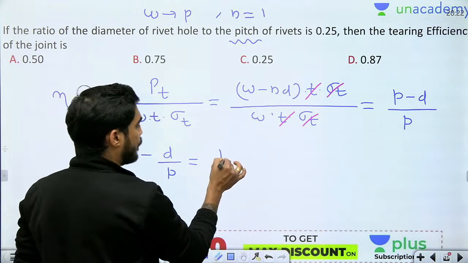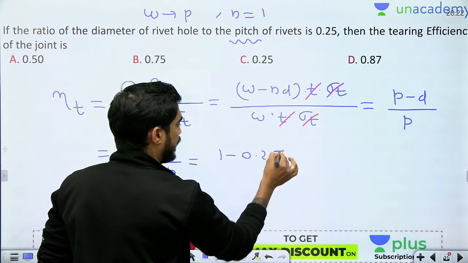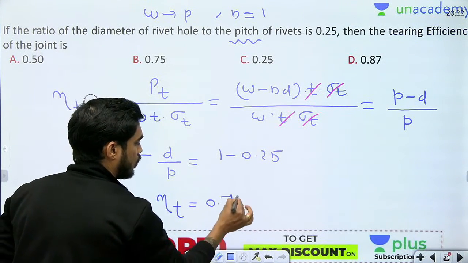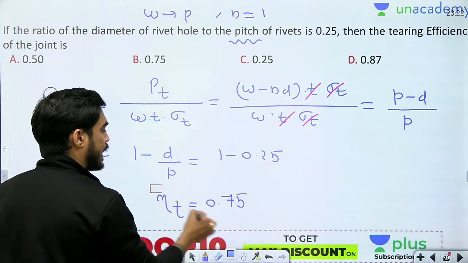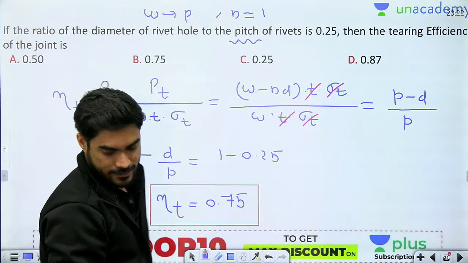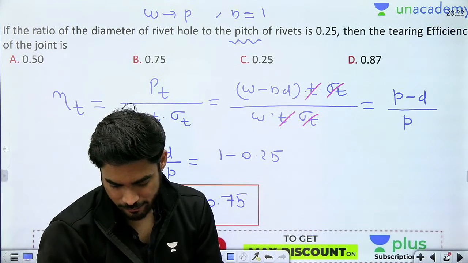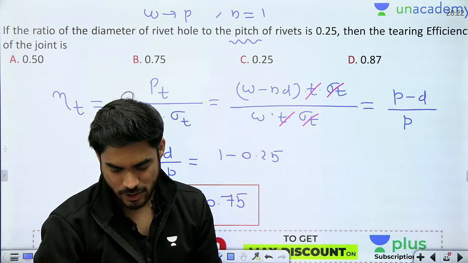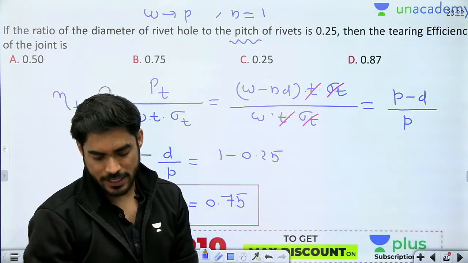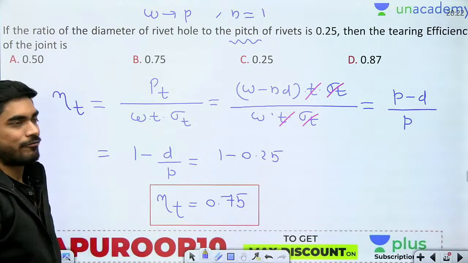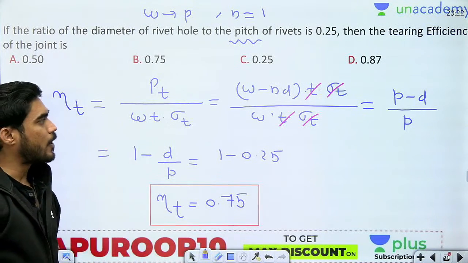And what is D by P? 0.25. So what is tearing efficiency? 0.75. Yes. Very good Palak, very good Jitendra, very good Prem, Kalpesh, very good Akshay, very good Ankita, very good Parth. The answer will be 0.75. Tearing efficiency will be 0.75.